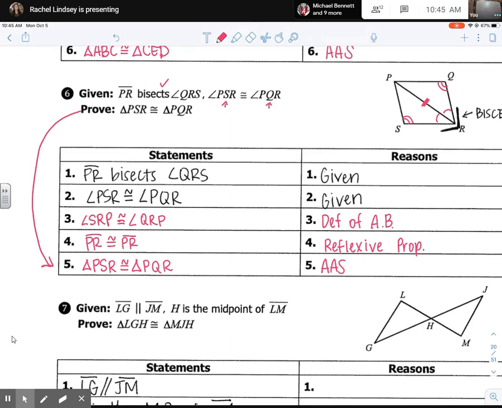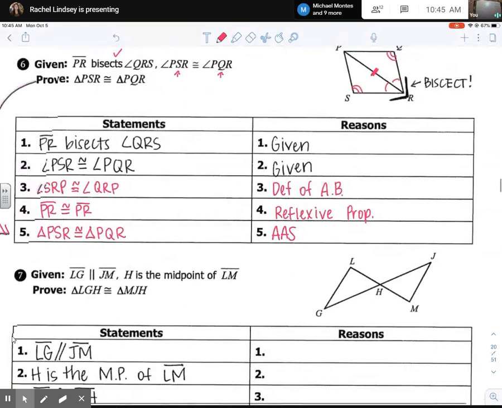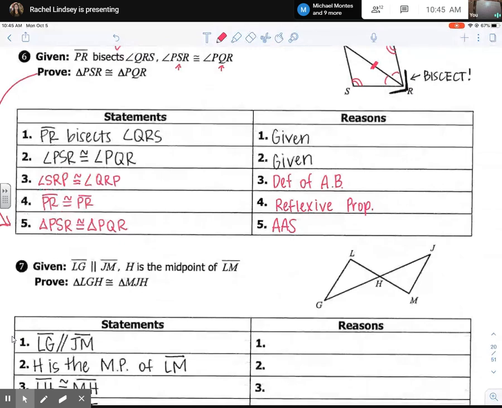Okay, I want y'all, when you finish with number 6, to go ahead and try number 7. All your statements are given. You just have to fill in the reasons. So there's parallel lines. So you're going to have alternate interior, exterior, or corresponding. There's midpoint, so you're going to have a definition of midpoint. And there's also another pair of things you can mark in there because it's a bow tie. The first two are pretty easy because they're both given.